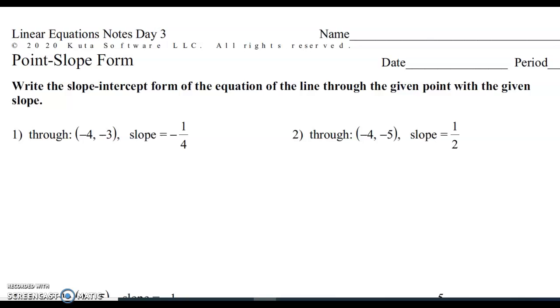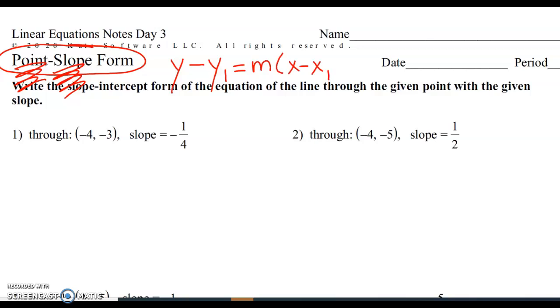It's a new form. So yesterday we talked about slope intercept form, y equals mx plus b. That's the most popular form. Point slope form is a form that takes a point and a slope and gets you 2 baby steps away from being in slope intercept form. So point slope form is y minus y1 equals m times x minus x1.